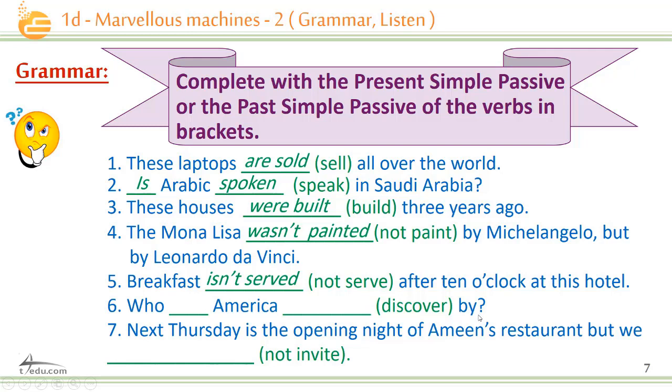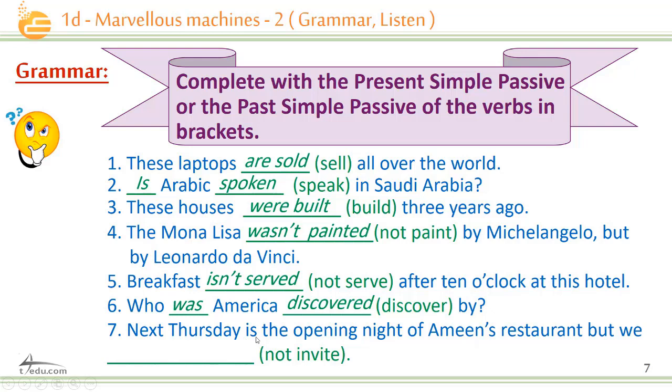Yes, it is obvious that this is a question. It is not a sentence. And the verb to be will precede the subject. Yes. So we say who and what are they speaking about? The discovering of America. So it happened sometime in the past. So what are we going to say? Who was, yes, America. Discover is a regular verb. So what are we going to say? Discovered. Very good. Who was America discovered by? Very good.